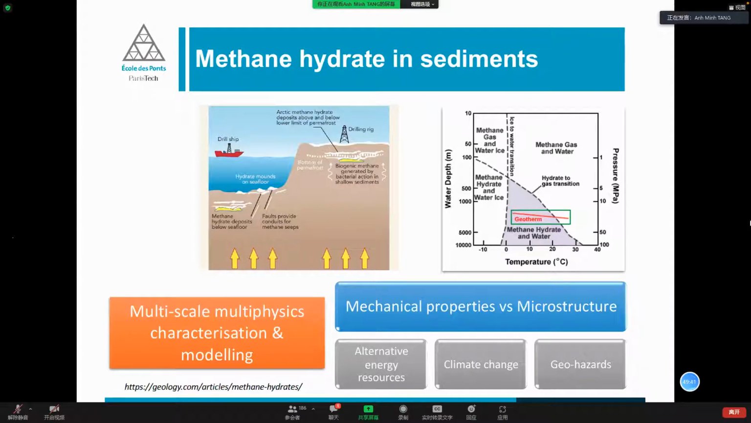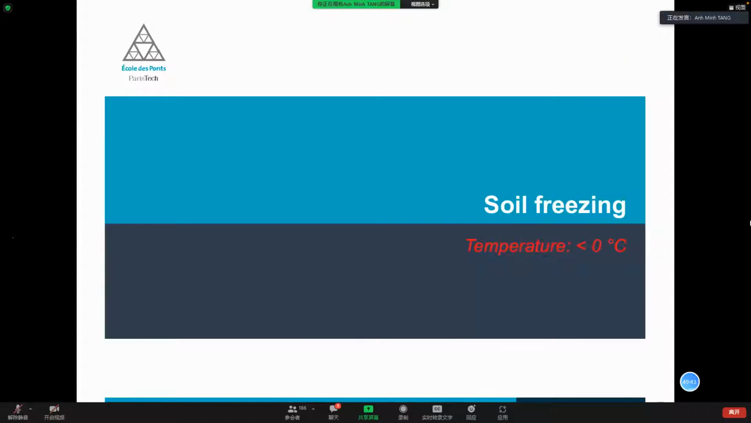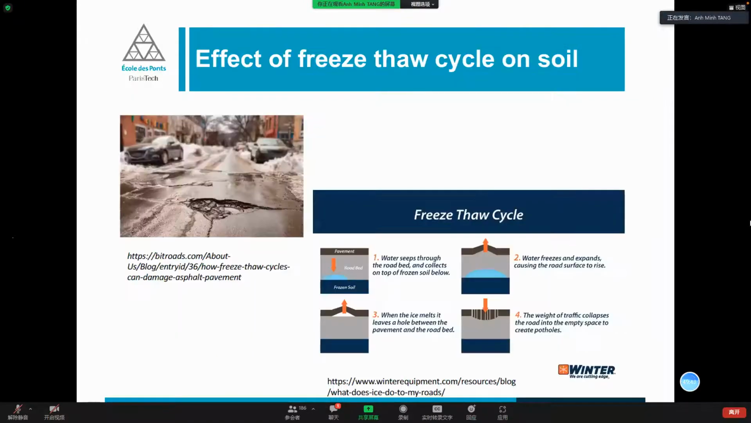Just a quick comment on that. I will finish quickly on soil freezing, because we just started to work on this, just some ideas. So why? In geotechnical engineering, we know about the effect of freeze-thaw cycles on soil. That is quite well known. After winter, you can see the damage of the road here.